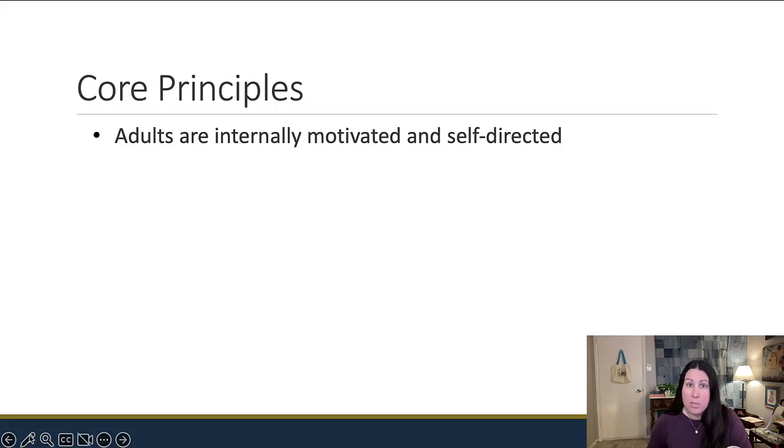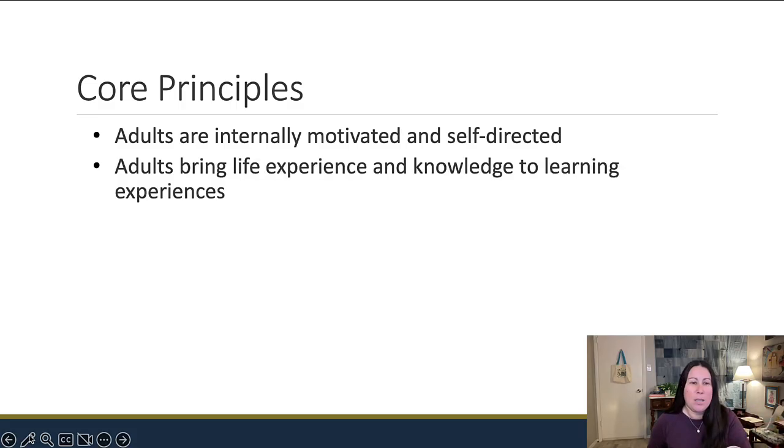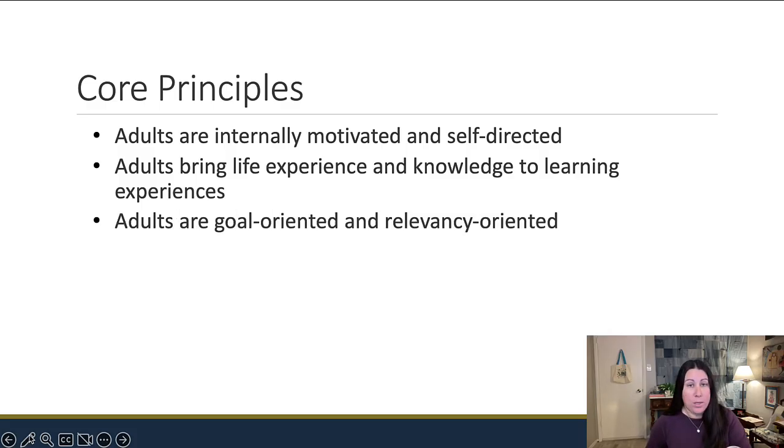So the core principles of this theory are that adults are more internally motivated and self-directed versus maybe children that tend to be more people pleasers. They'll do what adults tell them to, some kids. Kids are more likely to be motivated by external sources than adults are. Now, adults, when they come into a learning experience, they're not just coming in as blank slates. They have a really rich life experience and they have a real depth of knowledge as well, and they're bringing that all into the learning experiences with them.